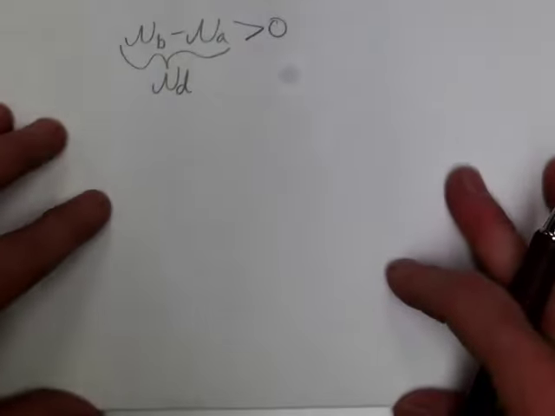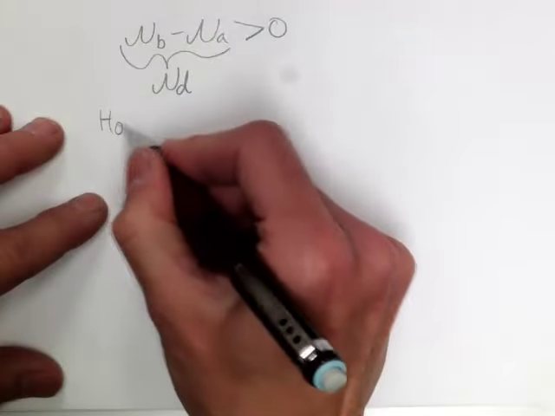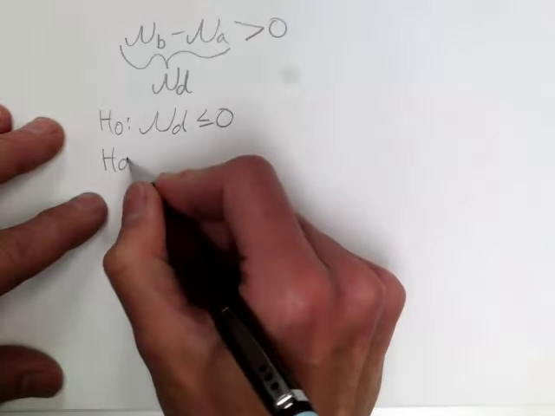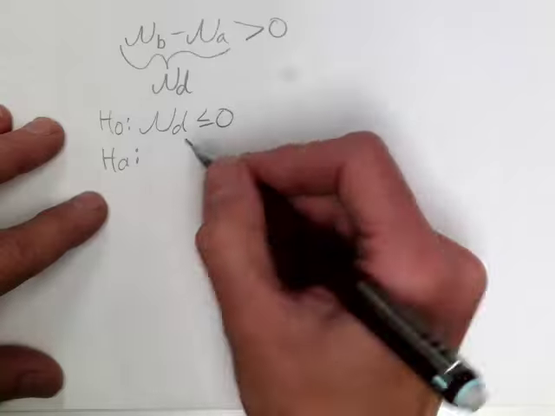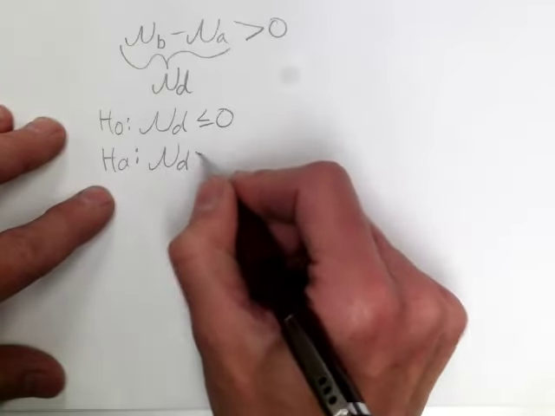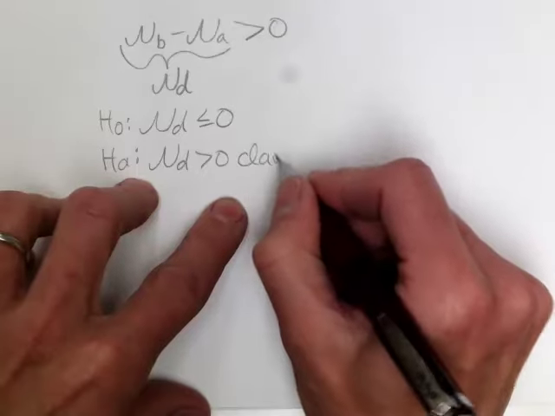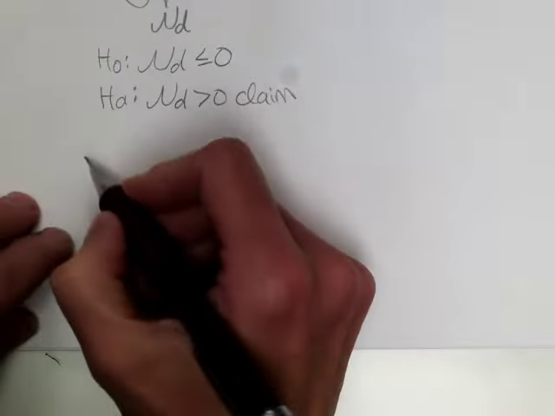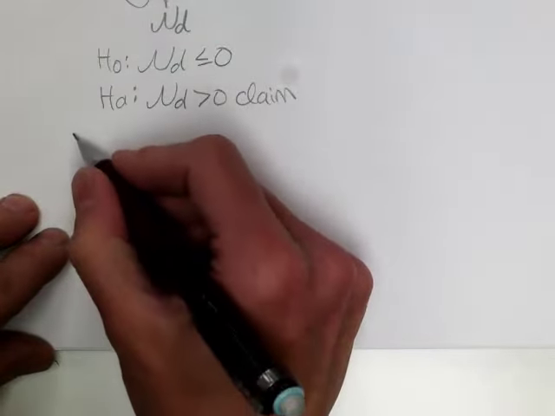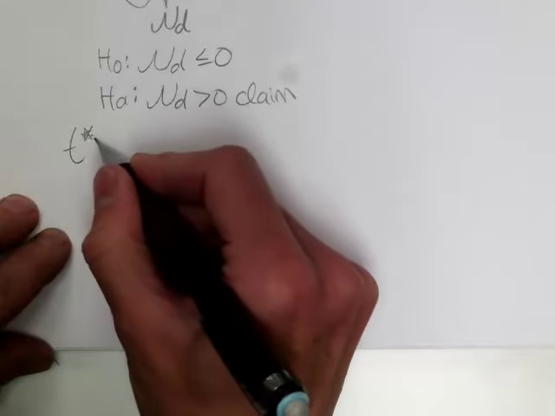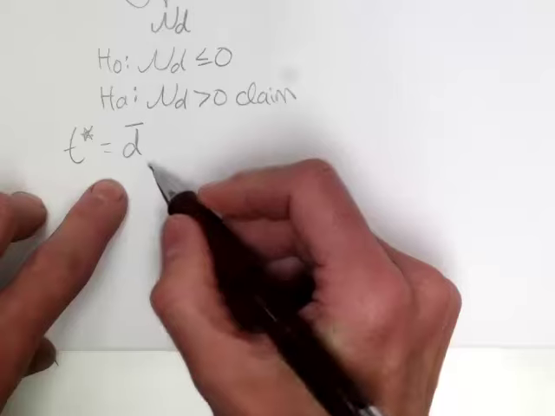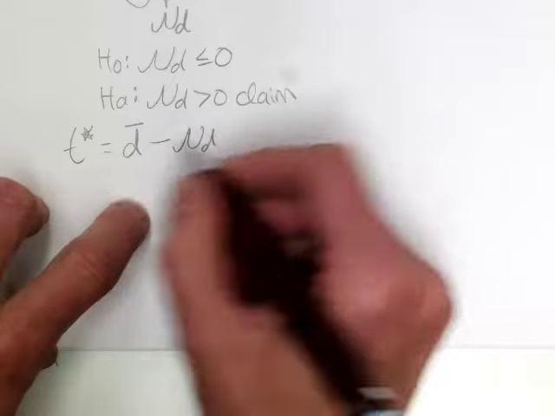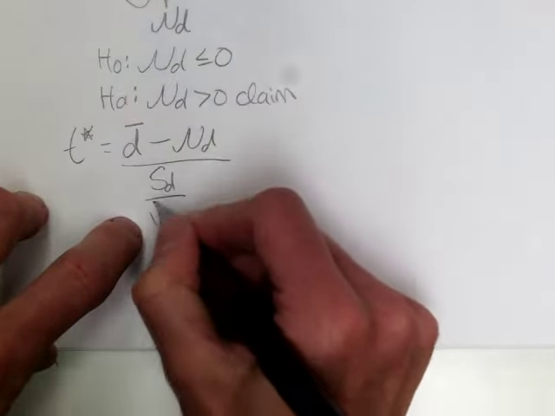So let me go ahead and rewrite the null and the alternative. I have mu sub d less than or equal to 0, and the alternative mu sub d greater than 0. Okay, so this is the claim. All right, so what we want to do is get that standardized test statistic. The standardized test statistic formula is our observed mean difference minus the claimed mean difference over S sub d over the square root of n.